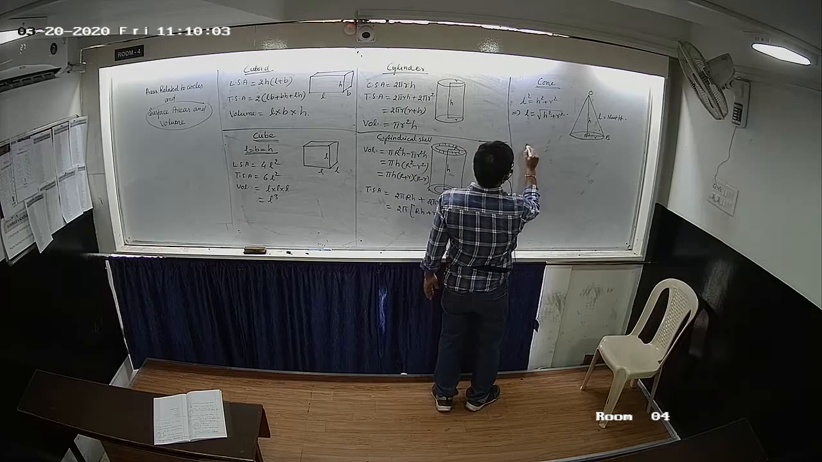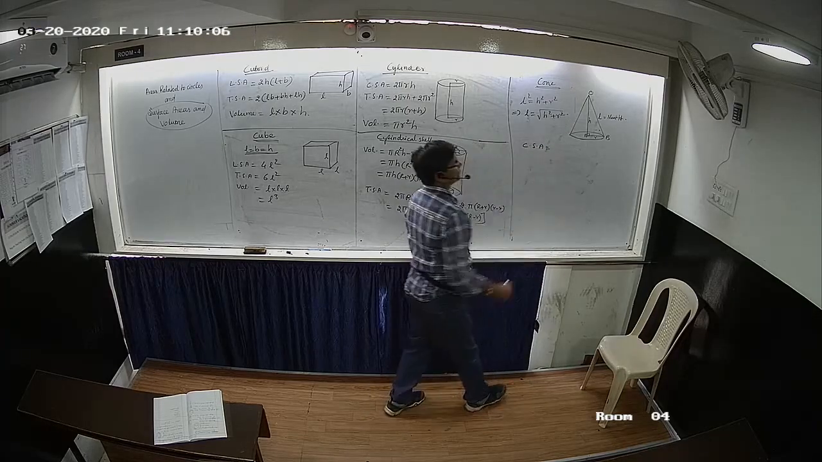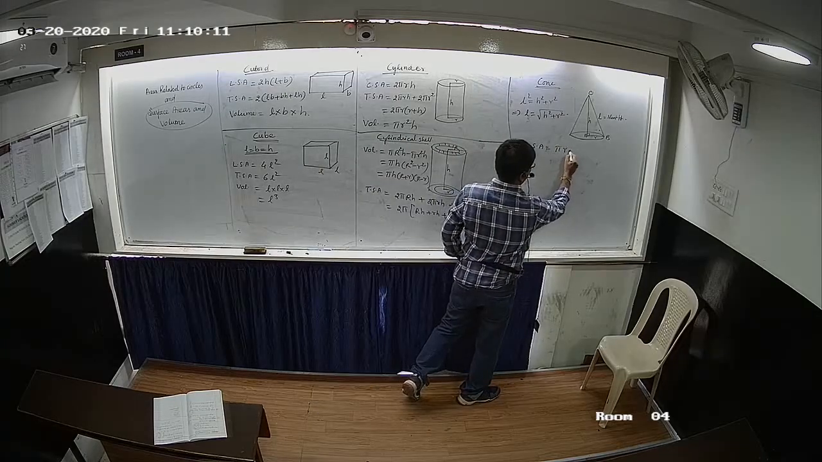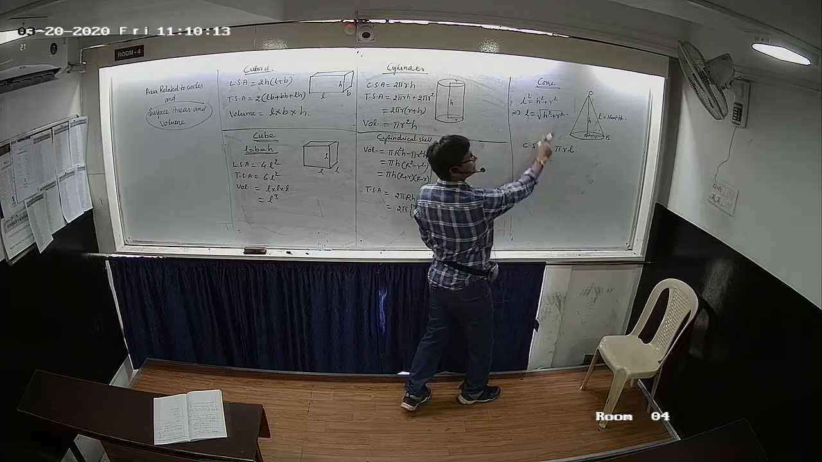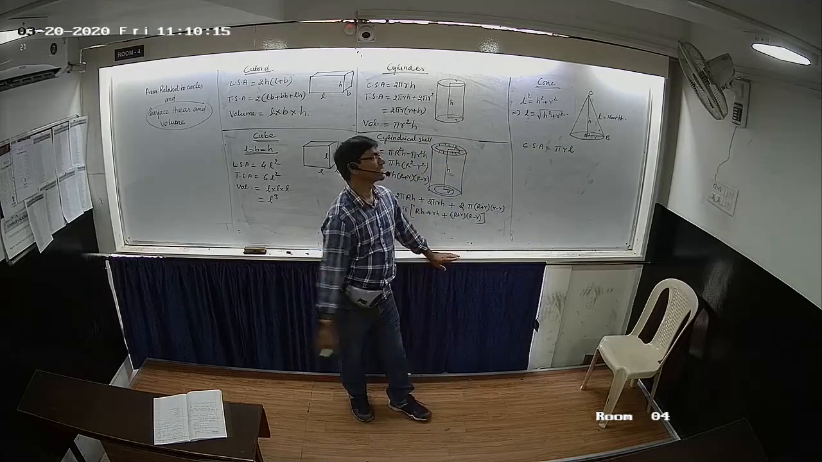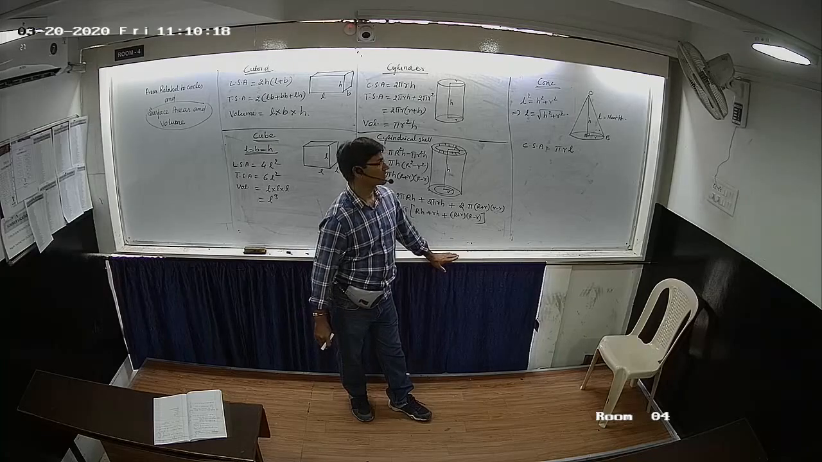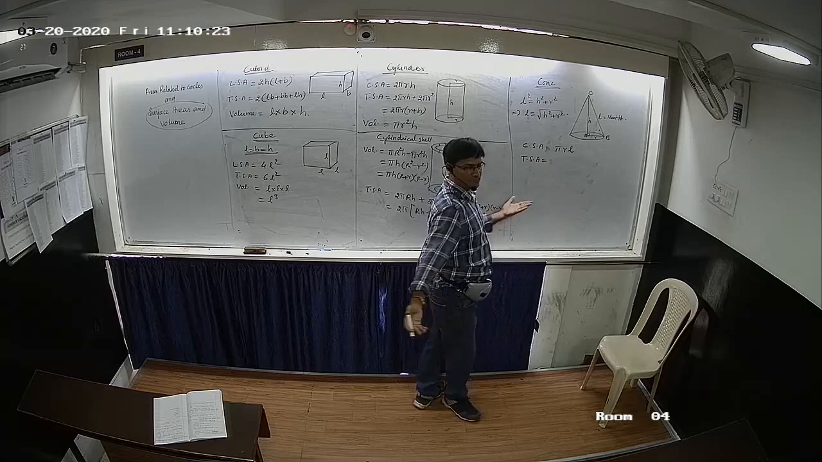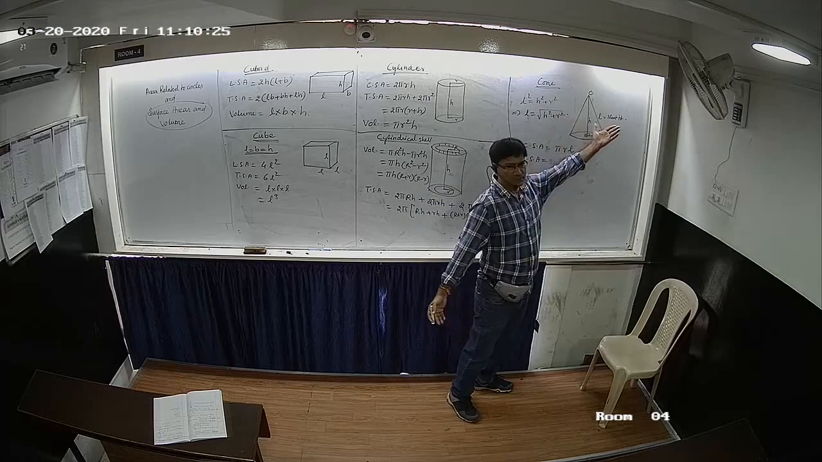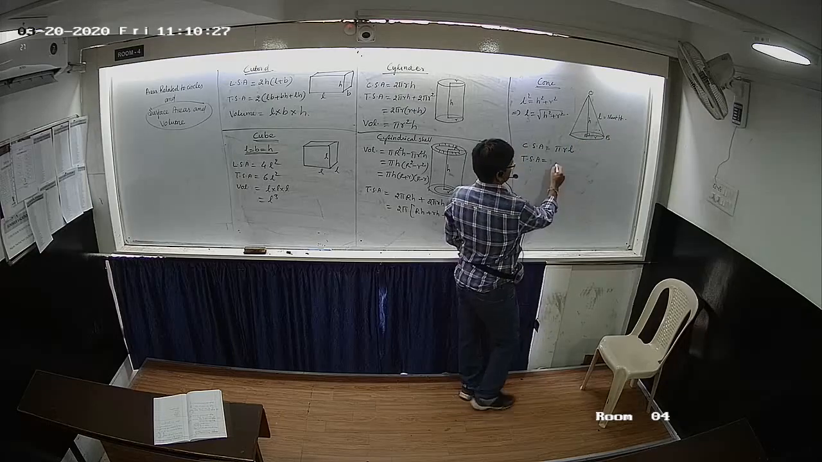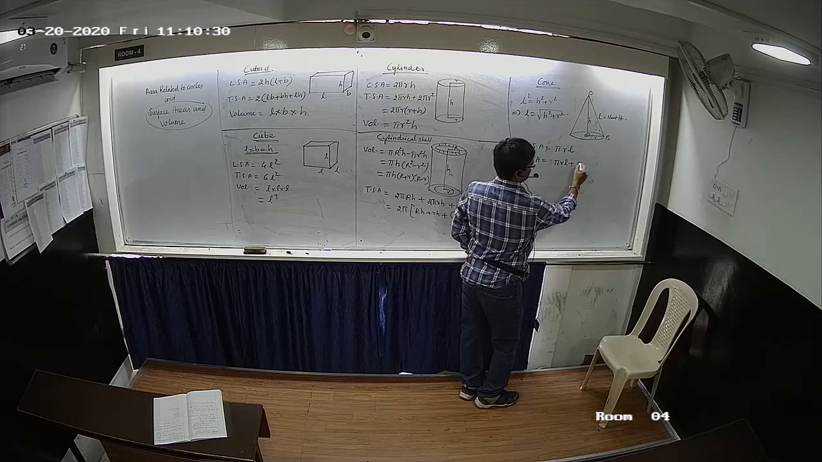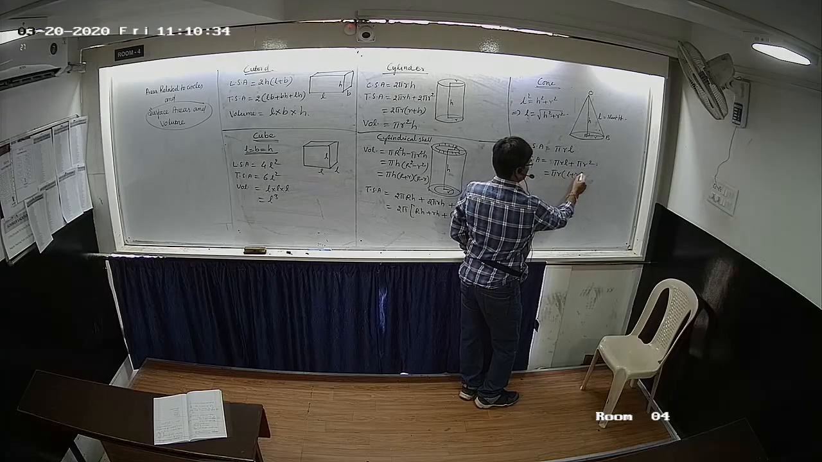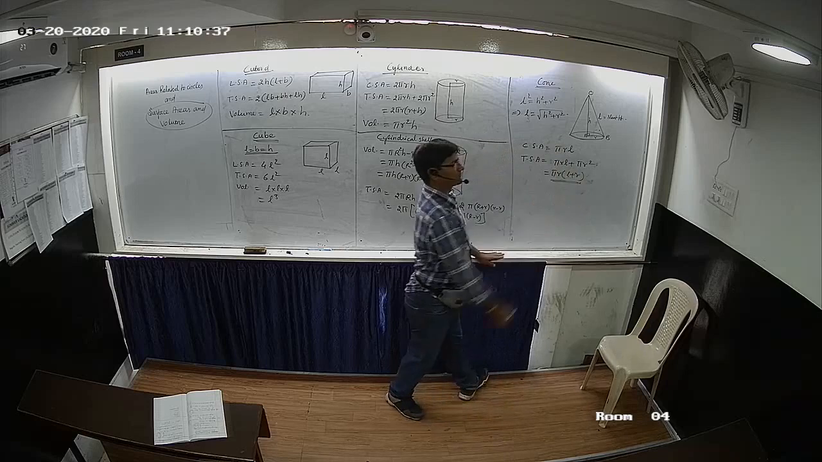Then CSA, the curved surface area of a cone. The curved surface area of a cone is πrL, where L is the slant height, and that is equal to the square root of h² plus r². TSA, total surface area. So the total surface area is the CSA, the curved surface, plus the base area. So that is equal to πrL plus πr². So πr common, (L plus r). This is the TSA of a cone.